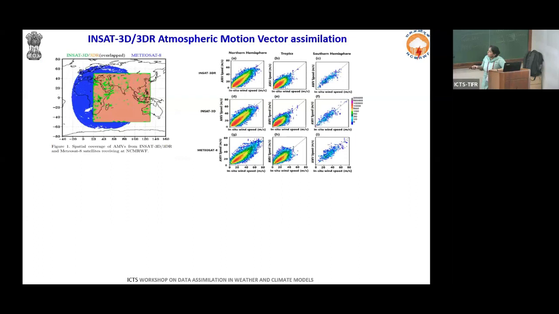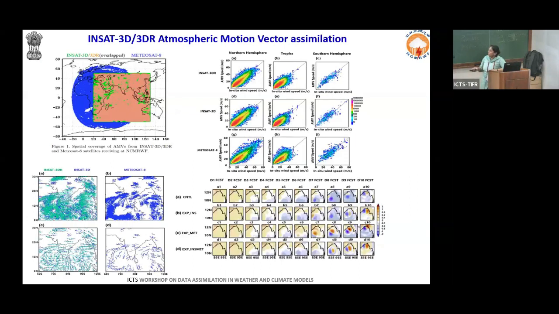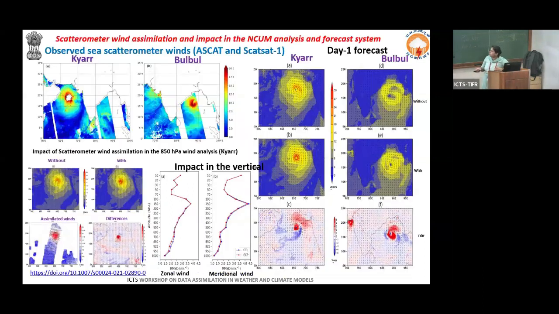Then for the AMVs, we did a lot of experiments, and the AMV quality is on par with the data from Meteosat, and we could see the impact in cyclone simulation and all those things. Coming to the scatterometer, since we are using 4D-Var, the scatterometer measures 10-meter wind. Since in 4D-Var the background error matrix is there, vertical correlation is coming. So we can see the impact in the vertical also, even if we are assimilating only at 10 meter.